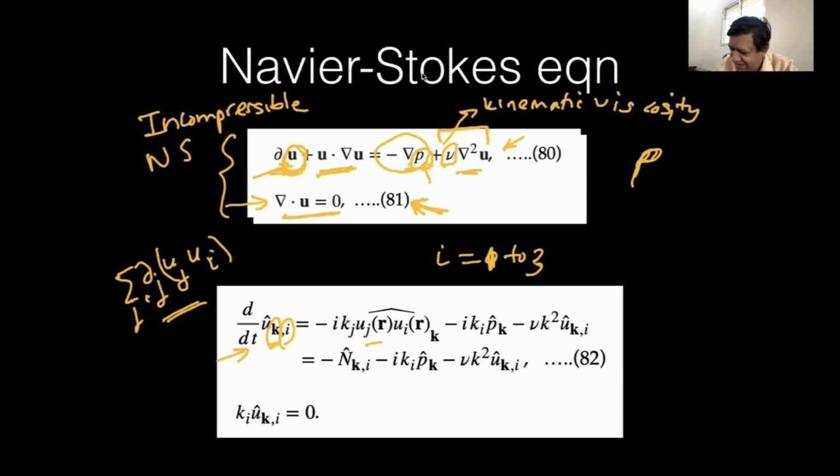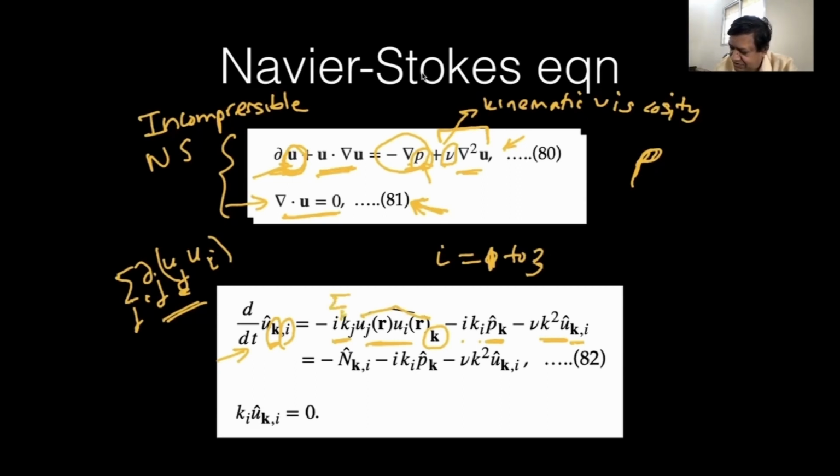Partial j gives us i kj, and then we have uj ui in real space, but I take the Fourier transform of the product, and compute that at wave number k. The pressure term is a gradient, so it's minus i ki p hat k, and the viscous term is minus mu k squared, since the Laplacian is minus k squared, times u hat k. It looks pretty daunting, but if you just analyze it, it's not very complicated.